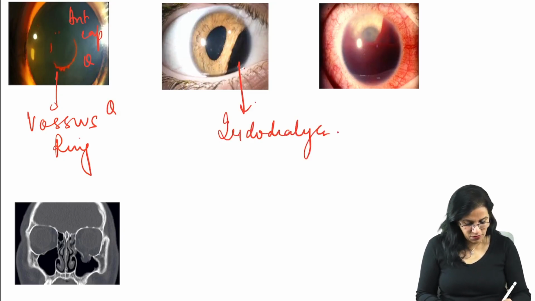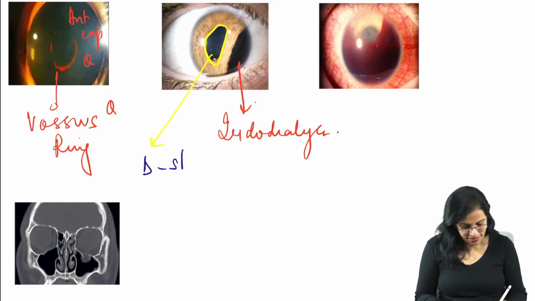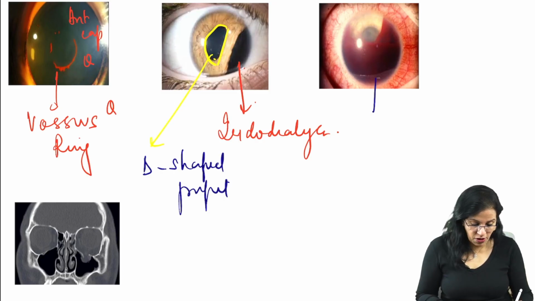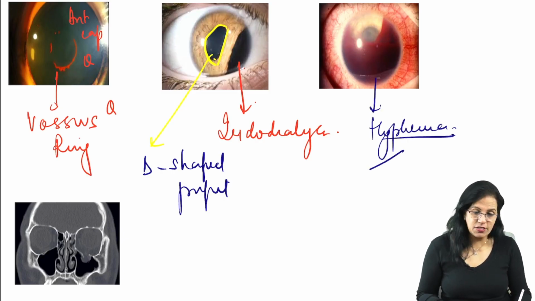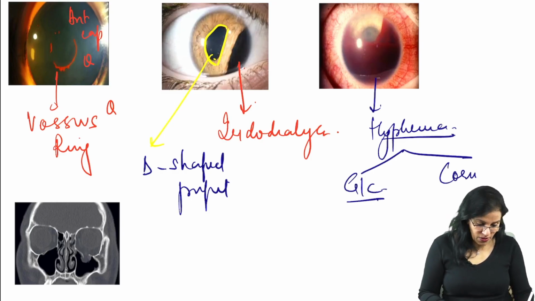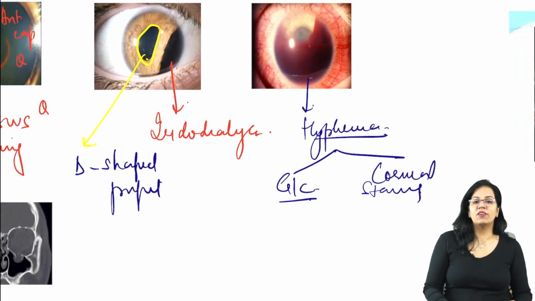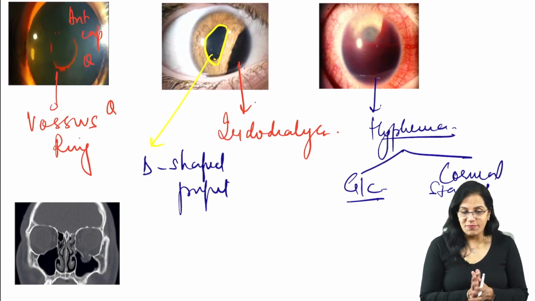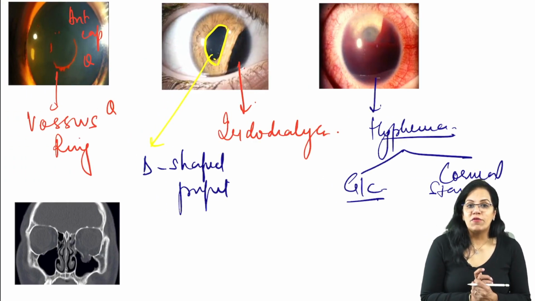And exam question, what is the shape of pupil? It's a D-shaped pupil, right? Important. Then another feature of blunt trauma, hyphema. What are the 2 main disadvantages or dangers of hyphema? It can lead to glaucoma by impairing the drainage, and it can cause corneal staining, which is very tricky. You cannot manage it. You have to replace the cornea, right? So you can only prevent it by quickly removing the blood from the anterior chamber.